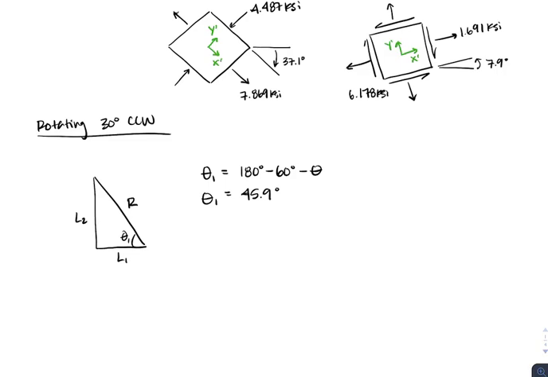So now that we have that and we know what the radius of our circle is, and so we know the hypotenuse of our triangle, we can just use trigonometry to figure out what L1 and L2 are. So L1 should be equal to R times the cosine of our theta 1. So that gives us an L1 that is equal to 4.3. And L2 should be R times the sine of theta 1. So that gives us an L2 that is equal to 4.437. So now that we know those lengths, we can figure out what the coordinates for our x prime and our y prime are.